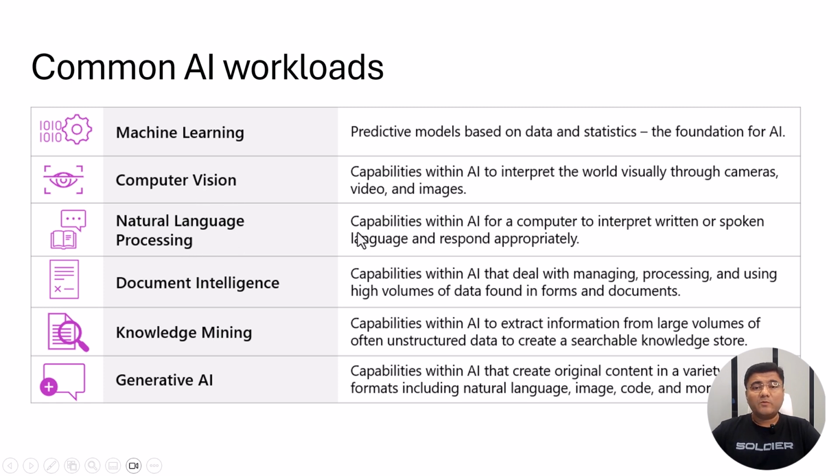Then you have natural language processing capability, which is focusing on interpreting written or spoken languages and is going to respond appropriately. Almost all the modern chatbots are actually doing something which is nothing but natural language processing. Then you have document intelligence capability. Maybe individuals are not going to use document intelligence, but organizations are using this extensively, because this is a specific capability which is focusing on managing and processing high volumes of data which is found in forms and documents. Digital forms, physical forms kind of documents you can associate with document intelligence systems.